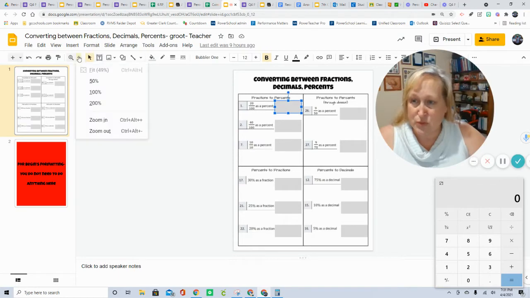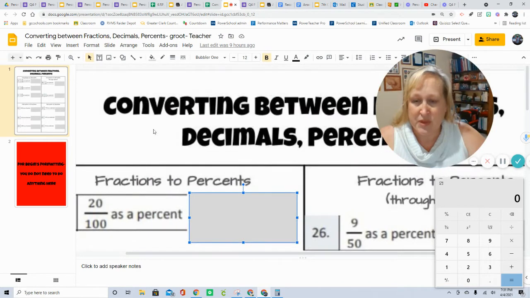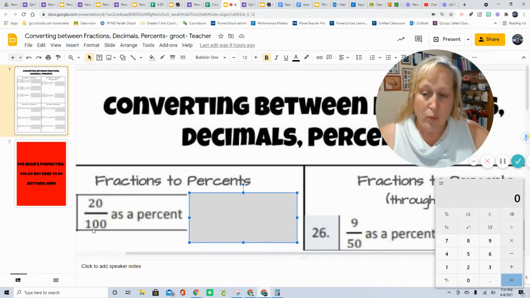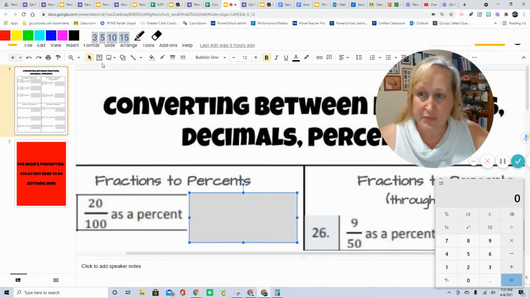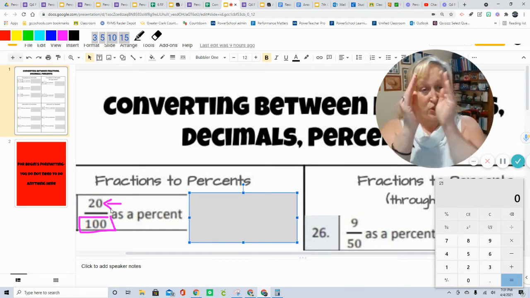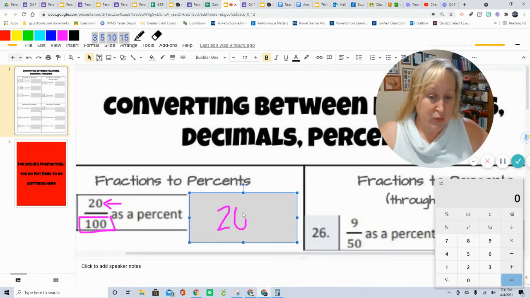So here's the first one. I'm going to make this a little bigger so that I can see, hopefully. So this first one is converting a fraction to a percent. Well, if the bottom number is 100, then this top number, since the percent is 100% and 20 is the part of it, it's real easy. This one, since it's over 100, is just 20%.